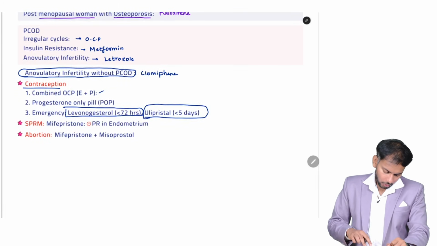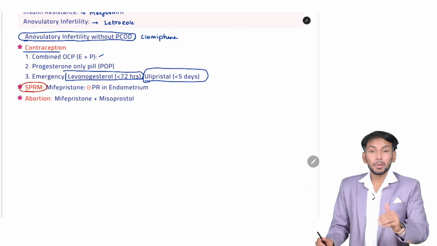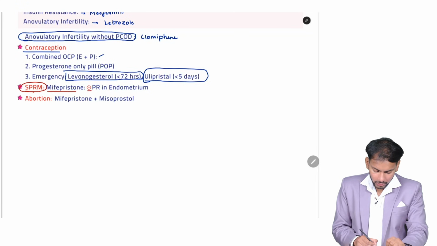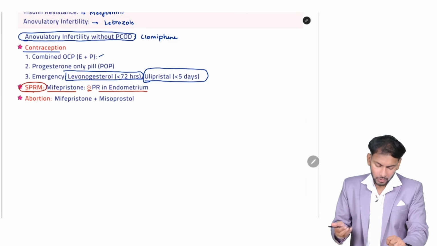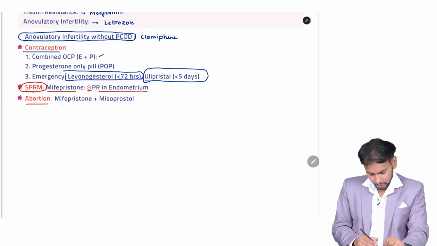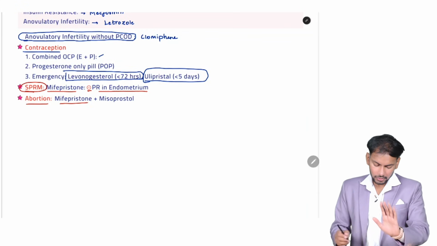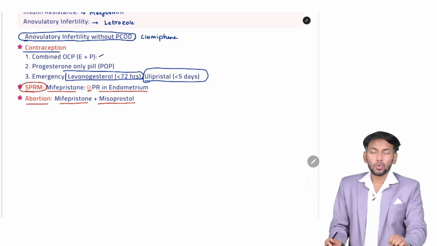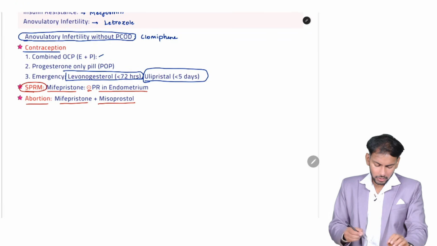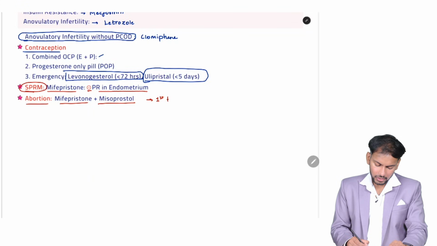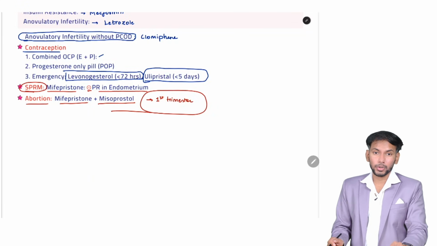Now, in progesterone, I just want you to remember one drug, SPRM, selective progesterone receptor modulator, that is mifepristone. Mifepristone will block the progesterone receptors in the endometrium. That is why it is the first line drug in abortion. So, if you want to cause abortion, you will give mifepristone. Mifepristone will cause detachment of the embryo from the uterus. Then you give misoprostol. What will misoprostol do? It will cause contraction of the uterus and the embryo will come outside. Did you understand this much? This is about the abortion. This is what is done in the first trimester abortion. That's all. These are the uses I want you to remember.